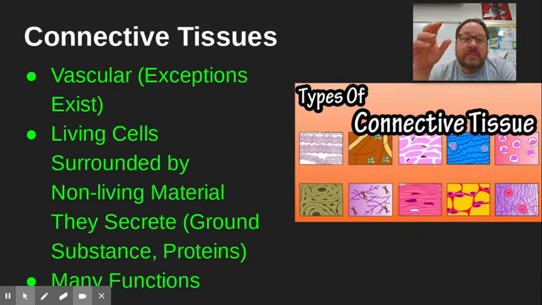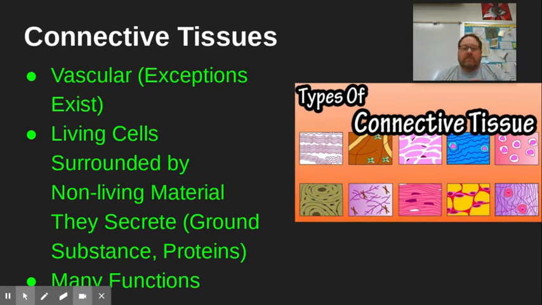Now, many of these tissues are vascular. To be vascular means it has blood vessels. So you have a blood supply to these tissues, unlike epithelial tissues, which get all their nutrients from diffusion. But generally speaking, connective tissues are vascular. They have blood supply. Some of them don't, so we'll look at some exceptions.